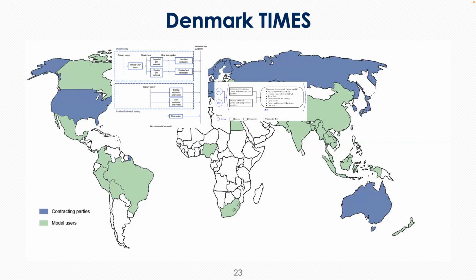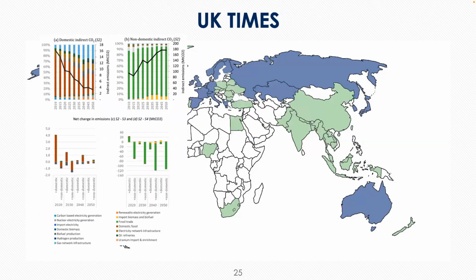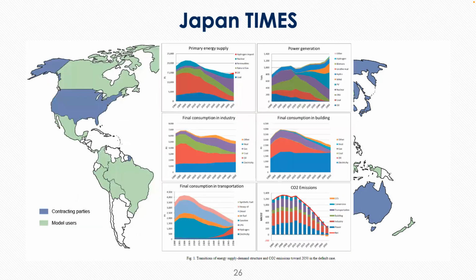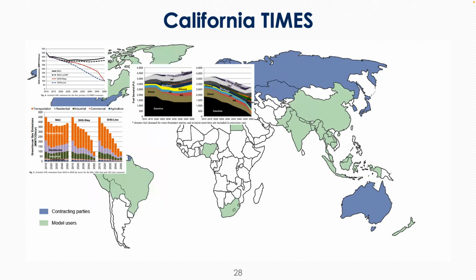So Denmark has one. They were focusing on residential use. Italy, looking at the overall energy system. There's one in the UK. Japan, China. There was a big study on building electrification in China using the TIMES model. Not a country, but of course, California, we have our own TIMES.